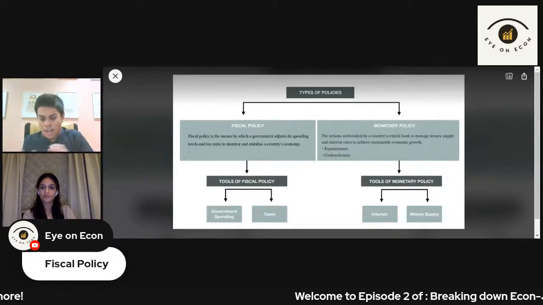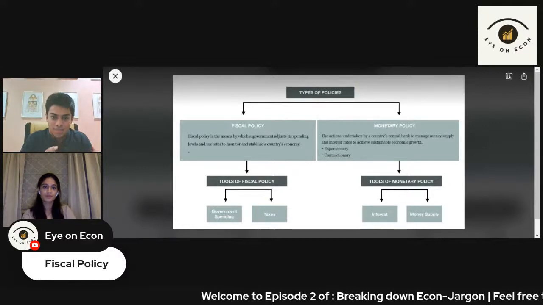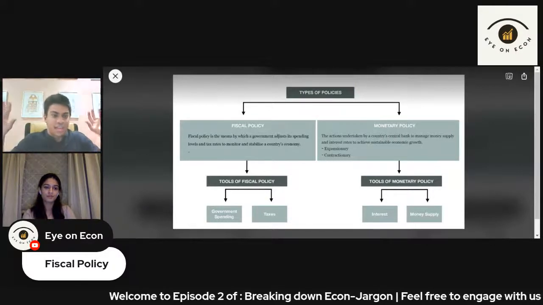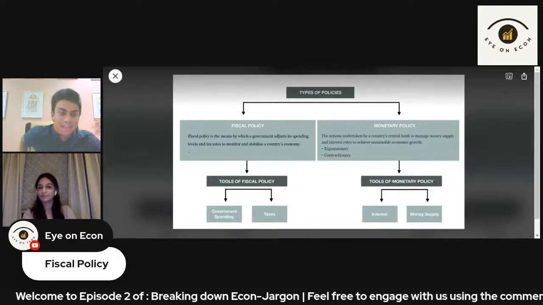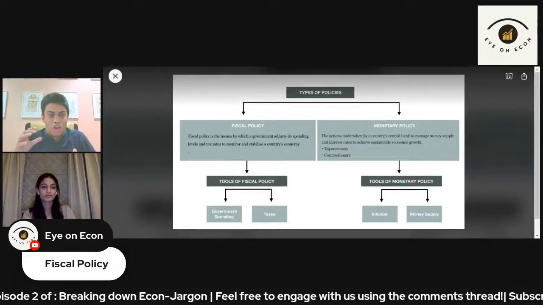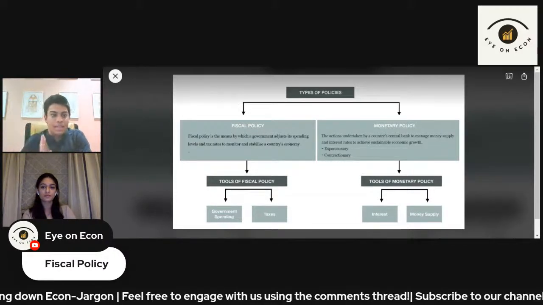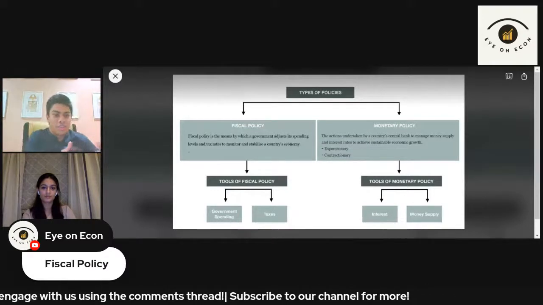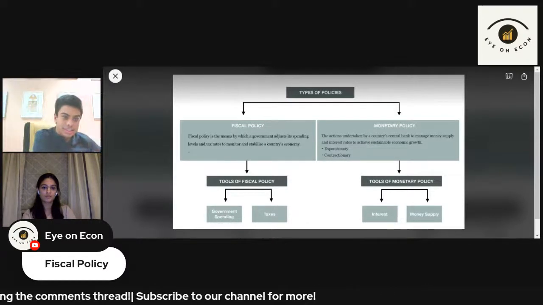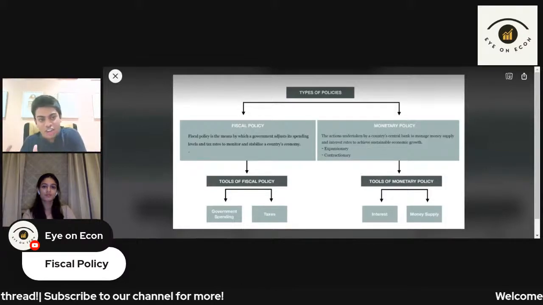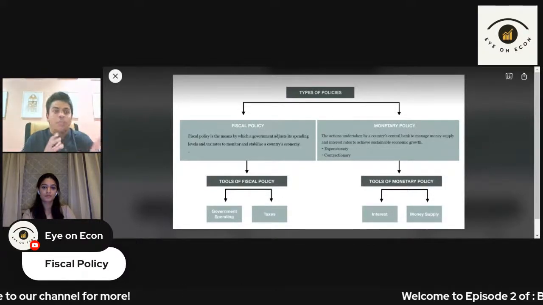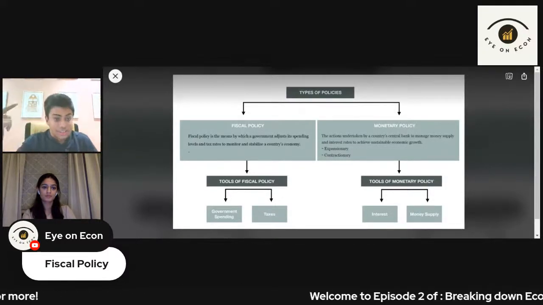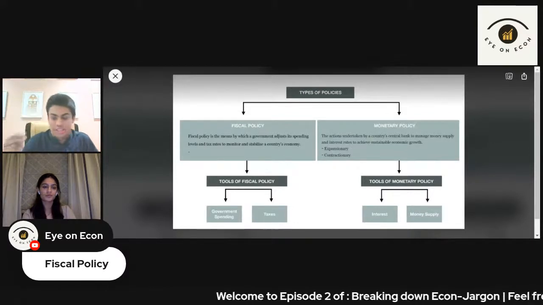And I'll break this down even a bit more for you in terms of expansionary and contractionary fiscal policy. Expansionary fiscal policy is when you stimulate government spending and you reduce taxation. So you're trying to promote aggregate demand, so increase consumption and increase government expenditure. Contractionary fiscal policy is when you do the opposite, when you increase taxation and reduce government spending.